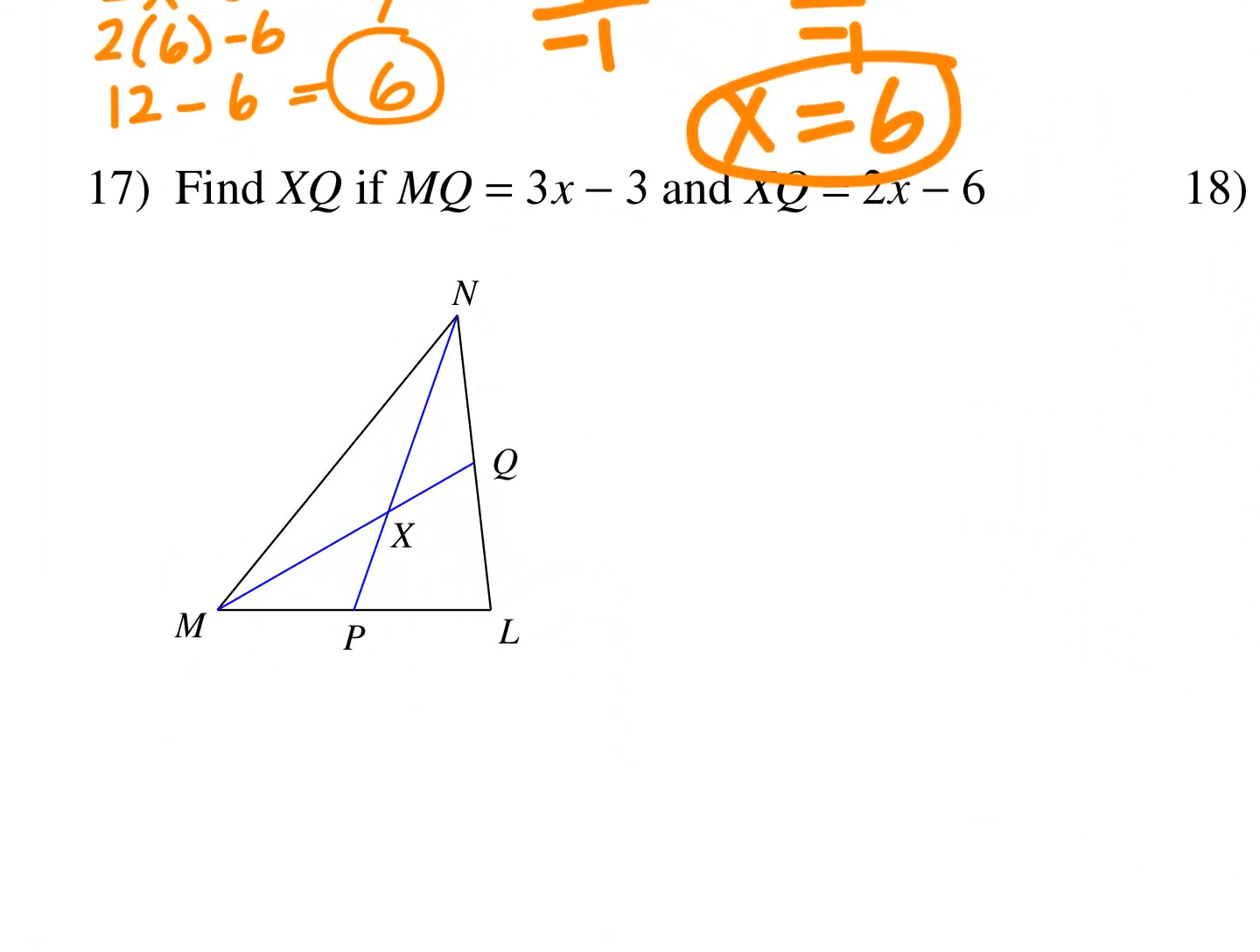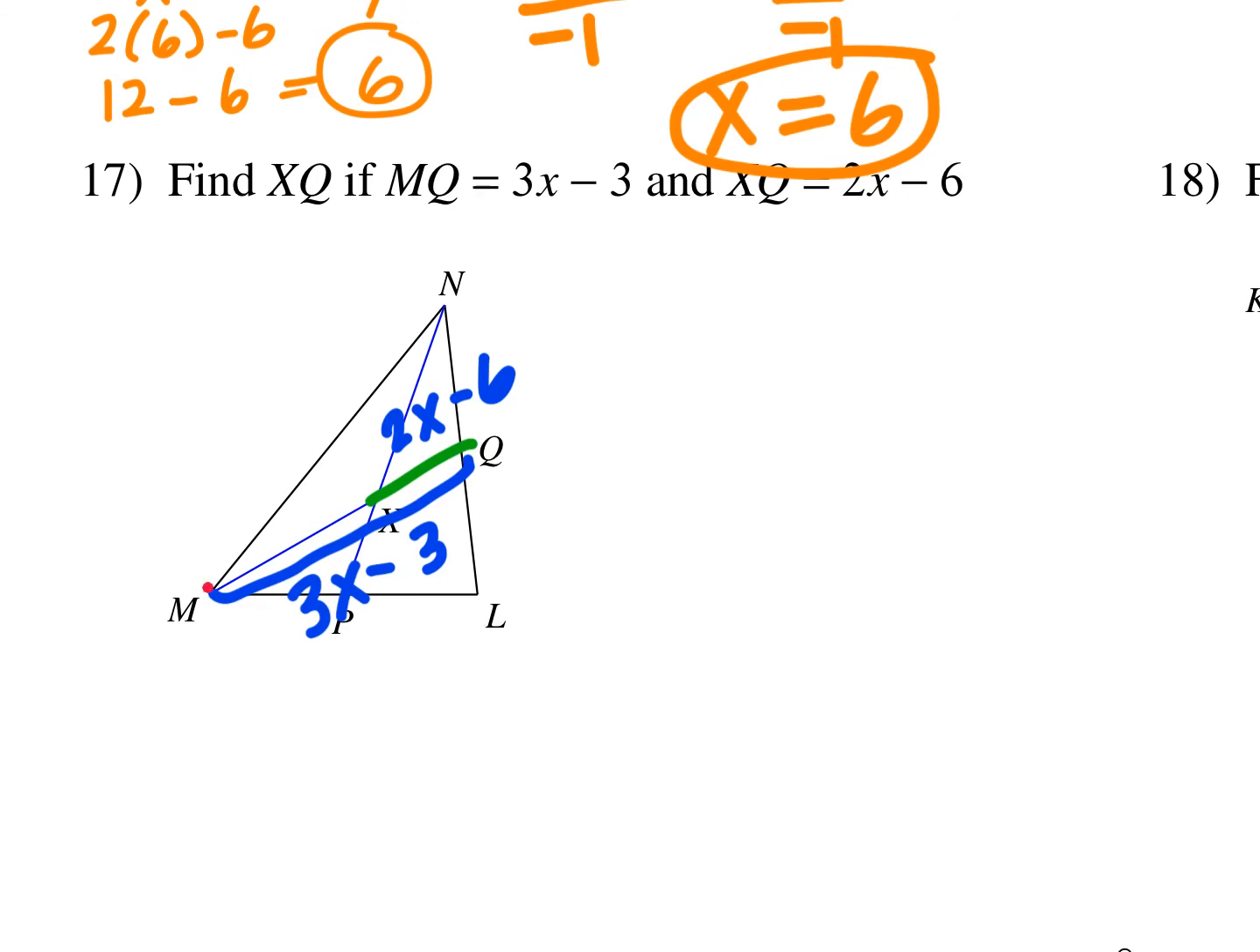Okay, and then 17. Find XQ. Okay, XQ. If MQ is 3x minus 3 and XQ is 2x minus 6. So medians are divided into 3 equal parts. So it's either 1/3 or 2/3. This is the side where the vertex is at. So since this piece is not touching the vertex, it's only 1/3.